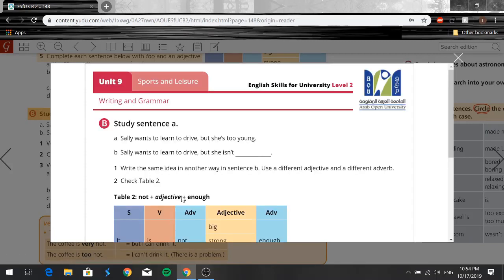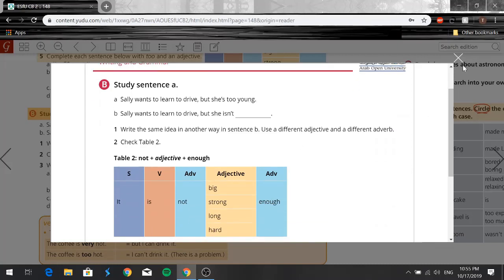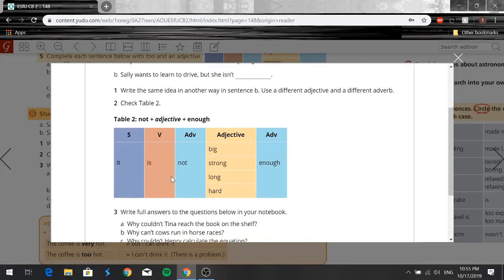Let me check this out. Alright, so Sally wants to learn to drive, but she's too young. That's what we wrote. Well, there's another way that we could write or change how this sentence is written. We could use the adjective enough. And how do we do that? Well, when we're talking in a negative way, so we have the subject and the verb, it is not, okay? Big, strong, long, hard, old, it depends.